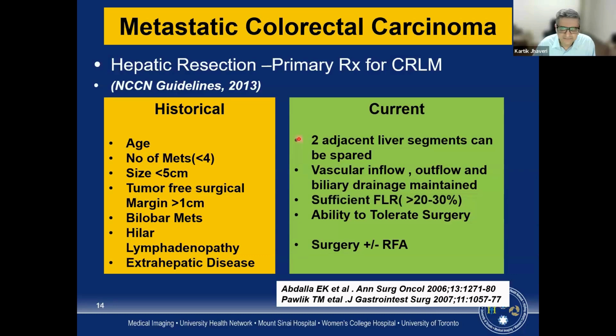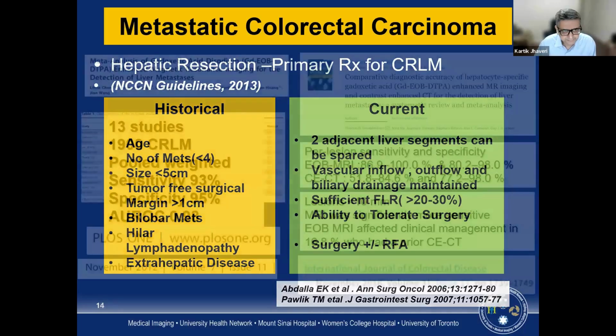So today, very aggressive criteria are set. Essentially, you can leave behind 2 adjacent liver segments, maintaining vascular inflow and biliary drainage with a sufficient future liver remnant of approximately 20 or 30%, depending on background liver disease, for a patient to undergo these kinds of resections. And also patients who are not upfront resectable may be considered for downstaging with chemoradiation or even with procedures, liver-directed therapies such as RF ablation.